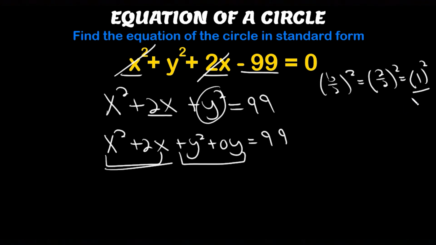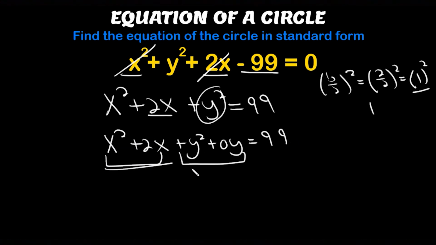Okay, it will always work out that way. And then when I do the final step here, 1 squared, I get 1. Meaning I have to add 1 on both sides. So for example, when I go to rewrite this, I'm going to do x squared plus 2x plus 1. And then on the right-hand side, I'll do 99 plus 1.